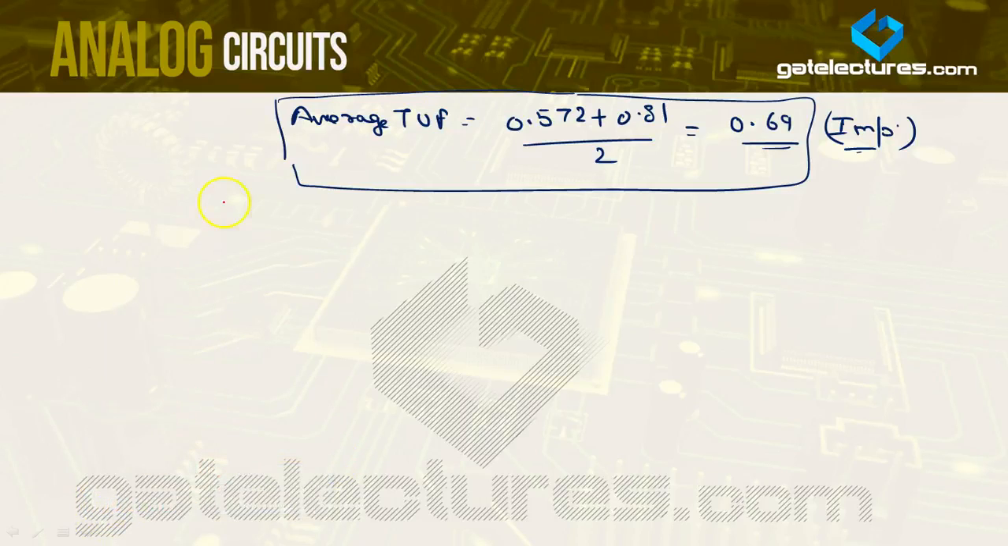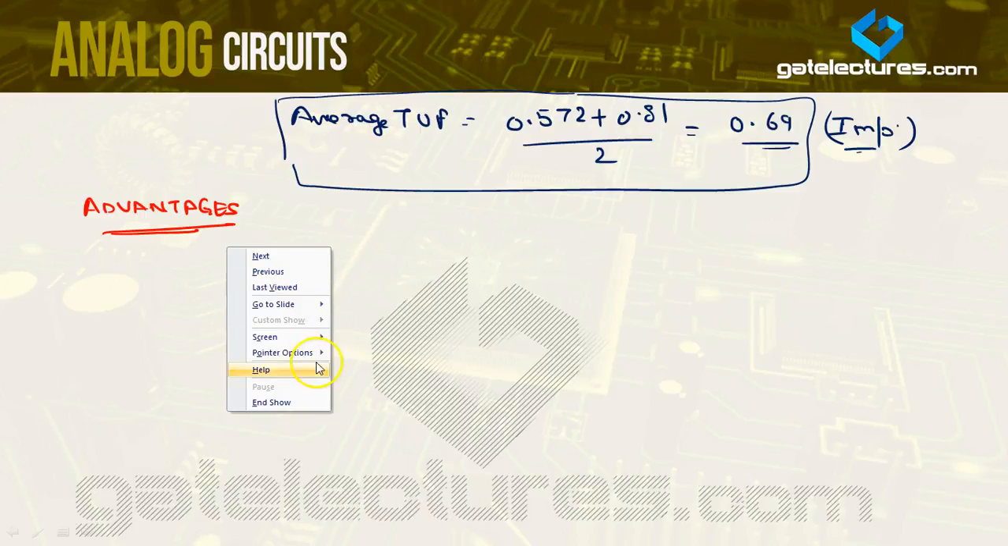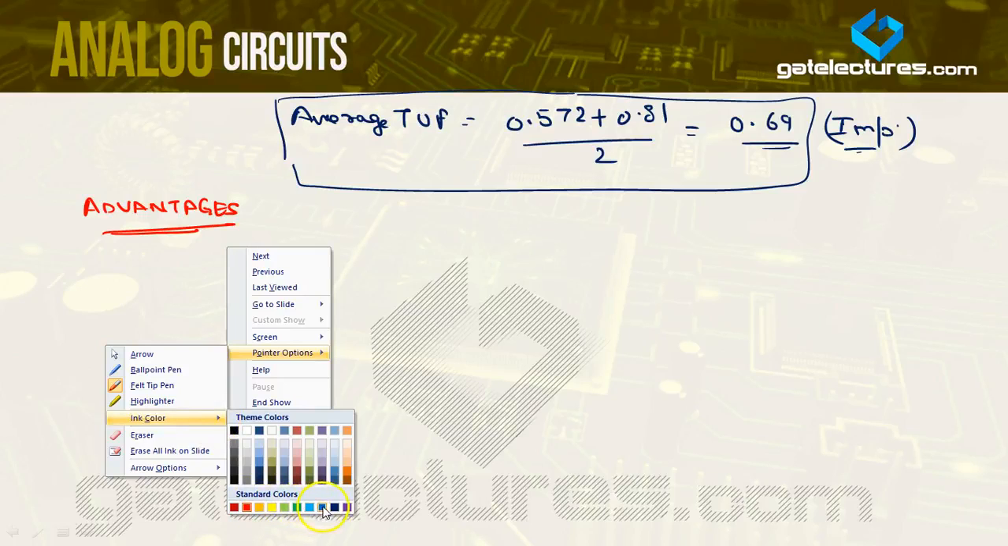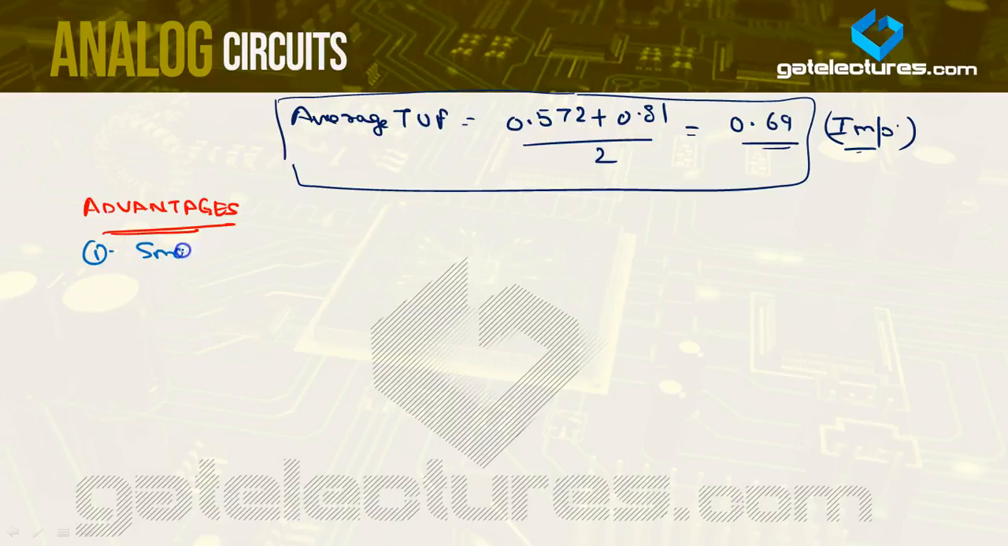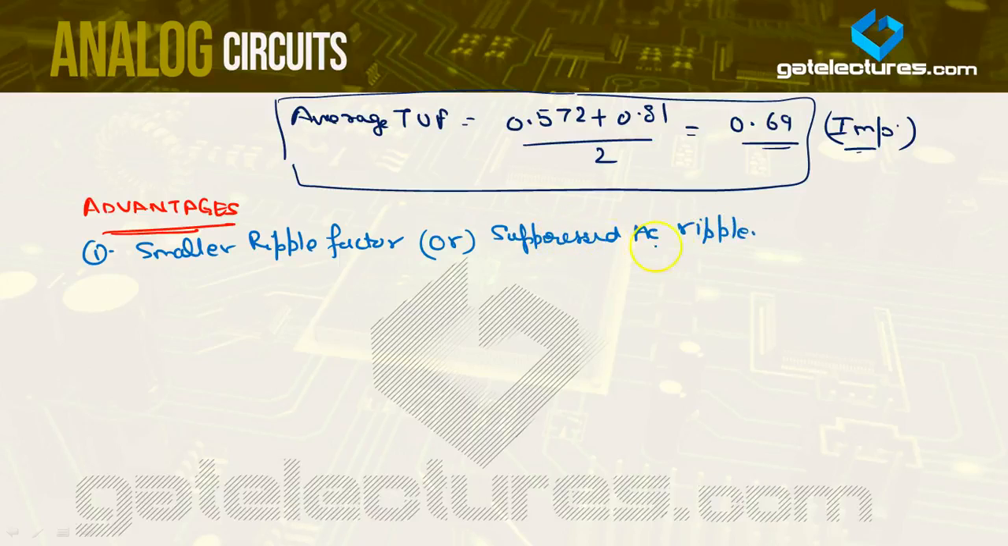Now the next point of discussion: let's discuss some of the advantages and disadvantages of full wave rectifiers. First, the advantages. The first one is a smaller ripple factor, or suppressed AC ripples, giving a smoother DC compared to a half wave rectifier. Second, it has greater efficiency, because the efficiency of a full wave rectifier is double that of a half wave rectifier. Maximum efficiency is 81% when we consider ideal diodes.